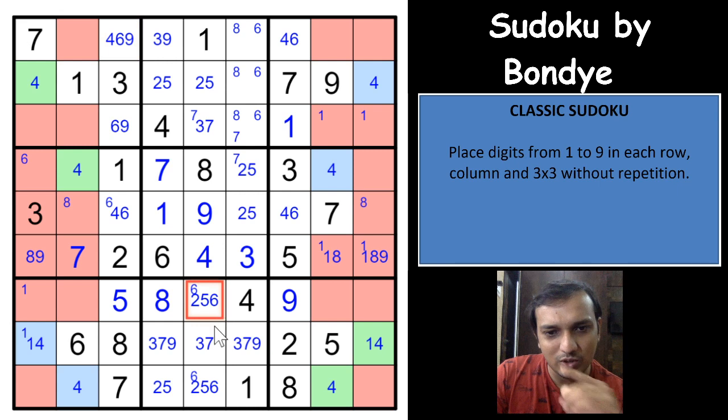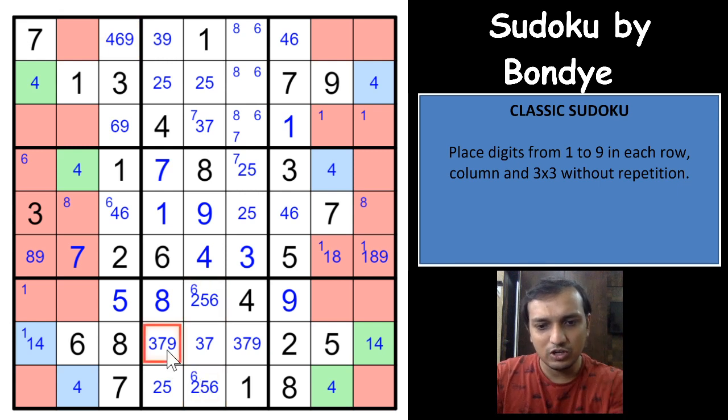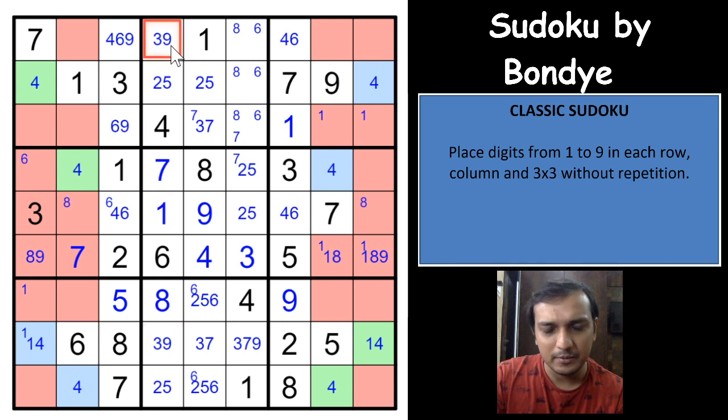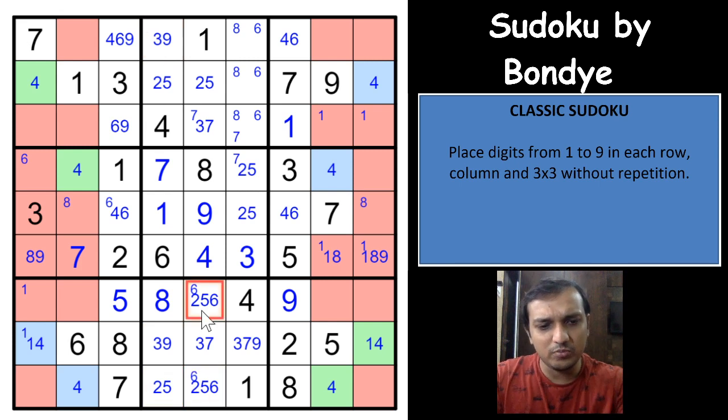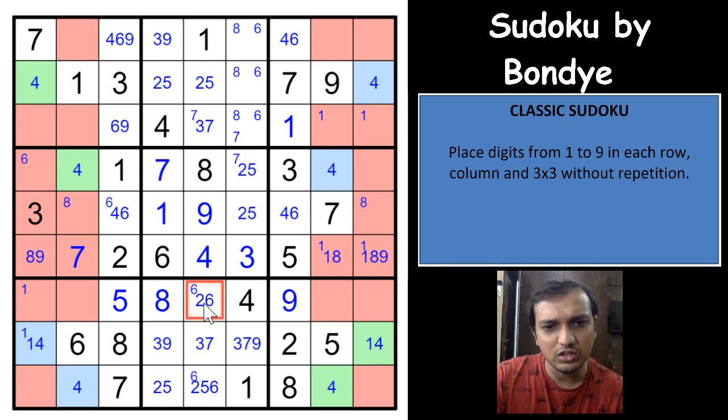So let us see. You have a 6 in one of these two cells. You eliminate 7 from this cell. You have a 3, 9 here. So 3, 9 pair. Okay. That is not much of help here. 5 would have to be in... 5 cannot be here. So this is 2, 6. 2, 5, 6 and 2, 5.